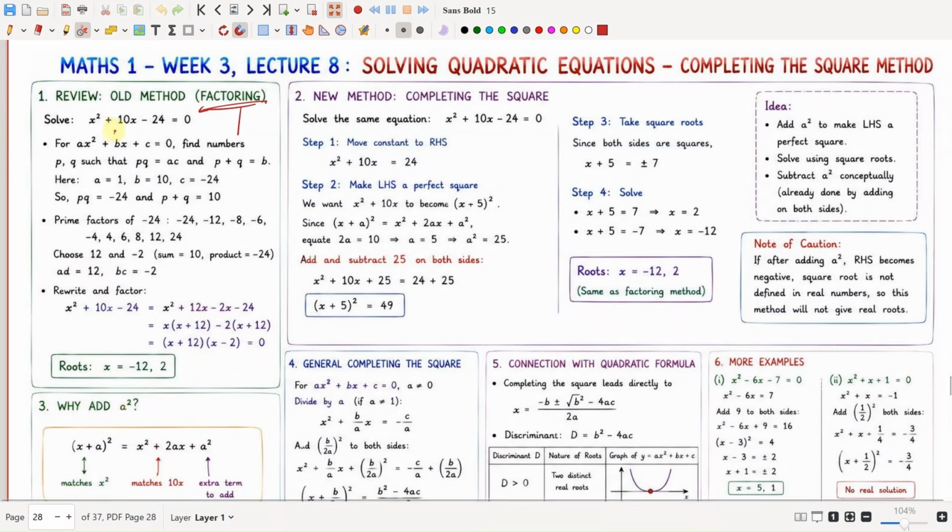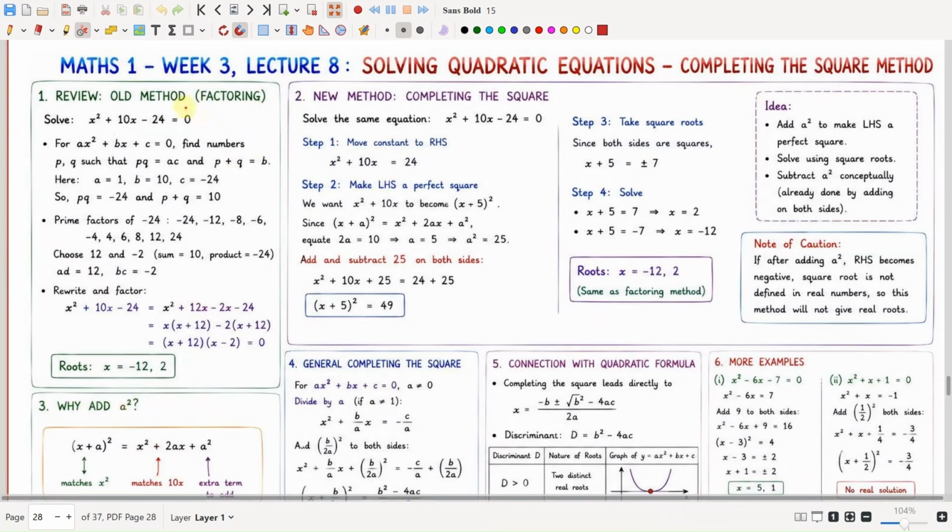See, for this equation you want the sum to be 10 and the product to be minus 24. So what you can do is take minus 2 and plus 12. When you add plus 12 and minus 2, you get 10. And if you multiply plus 12 and minus 2, you get minus 24.